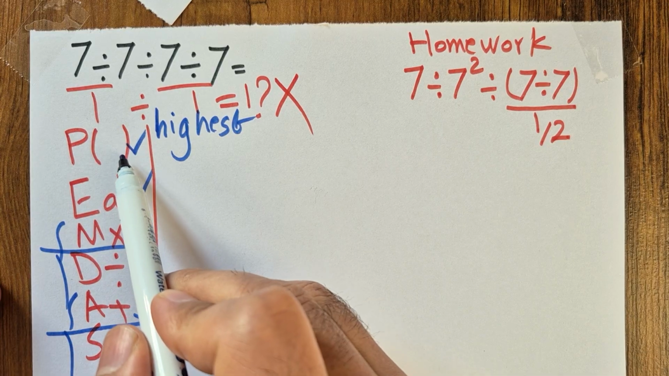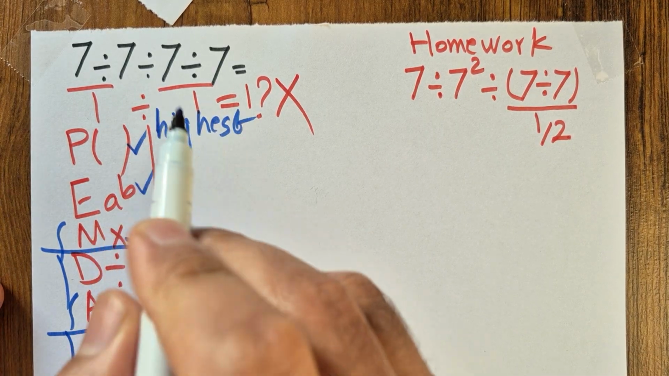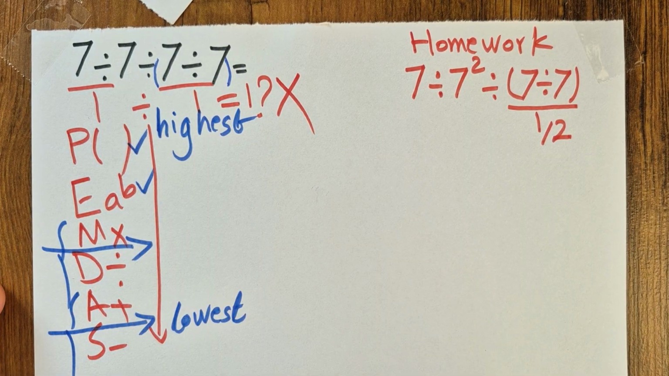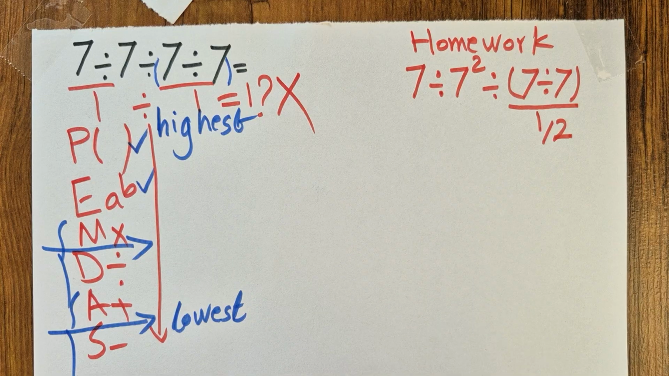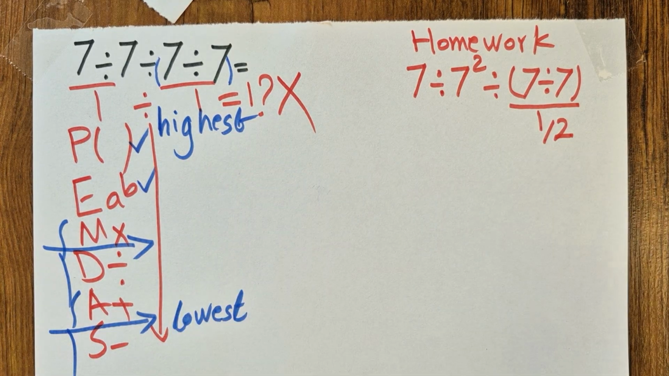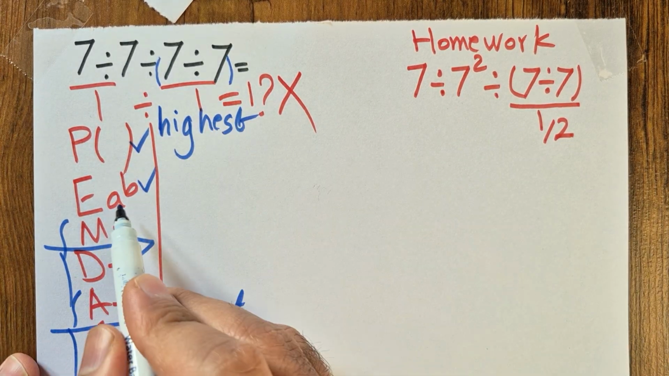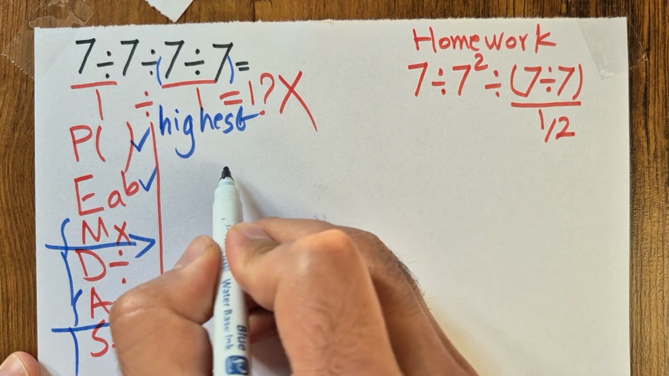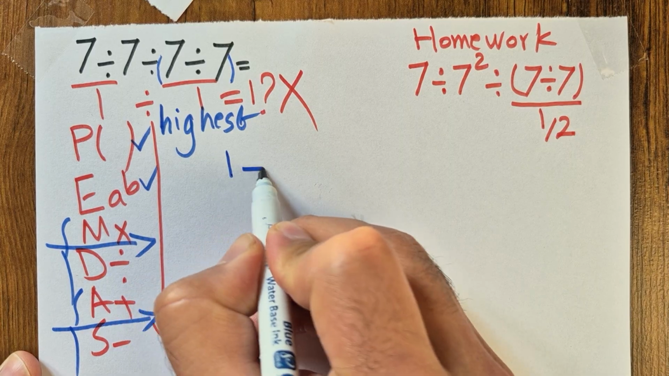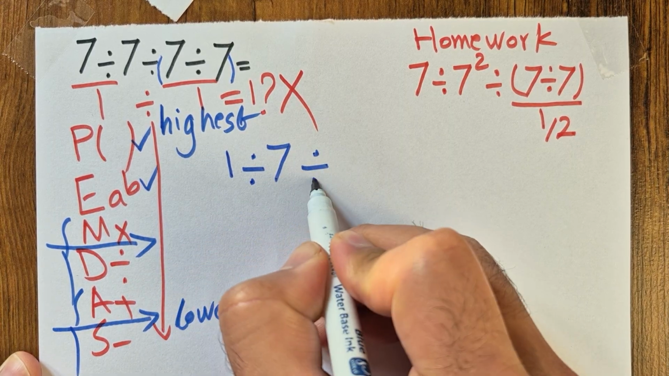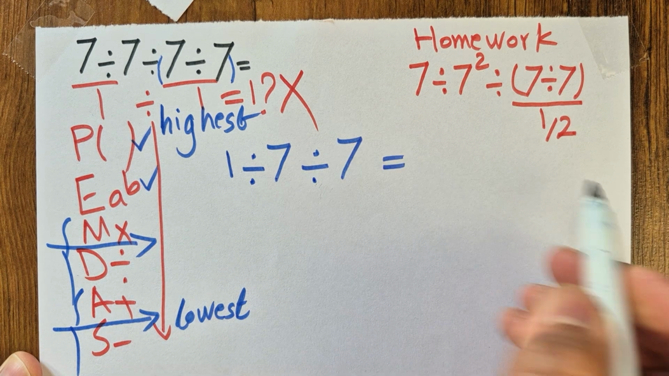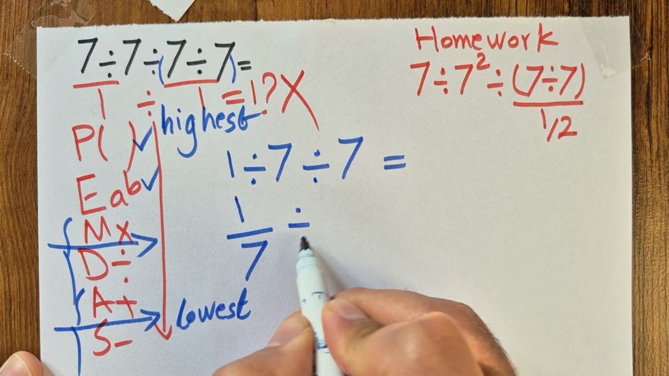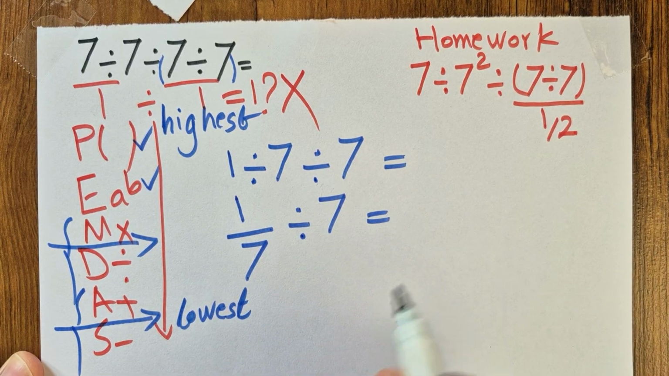Do we have any parentheses in the original expression? No, but you probably assumed that these are inside the parentheses. So never assume there are parentheses if you don't see any parentheses. No parentheses, no exponents, just division. Go from left to right. 7 divided by 7 at first gives us 1. Divided by 7, divided by 7. Go from left to right again. 1 divided by 7 gives us 1 over 7, and then divided by 7.